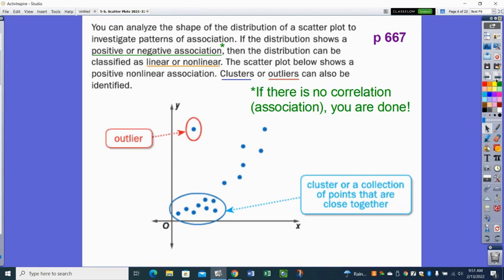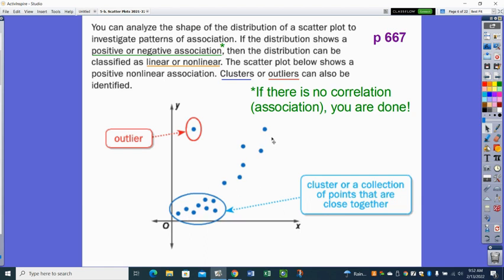Finally, the third thing we're going to look for, step 3, after we determine positive, negative, after we determine linear or nonlinear, we're going to look for something called a cluster, which is a group of data that's all sort of tightly packed more than the rest of the data, and something called an outlier. And an outlier is a piece of data that's just hanging out, waving at you way away from all the other data.